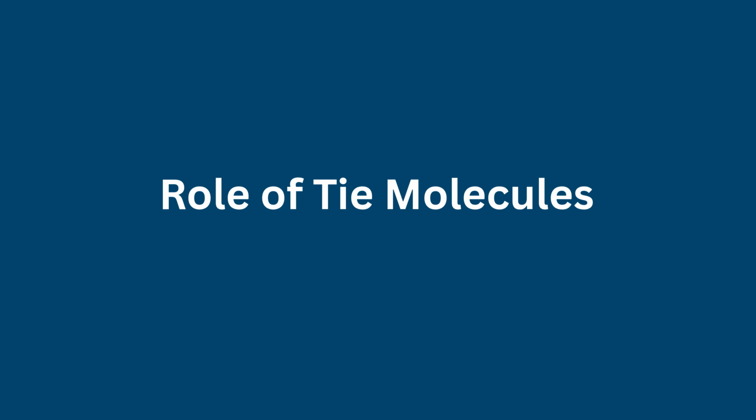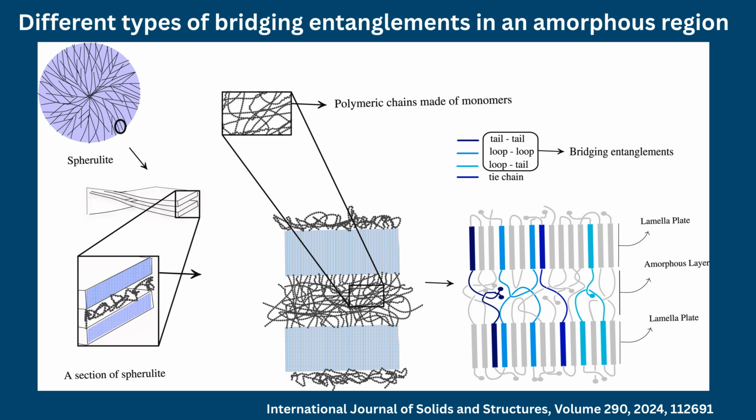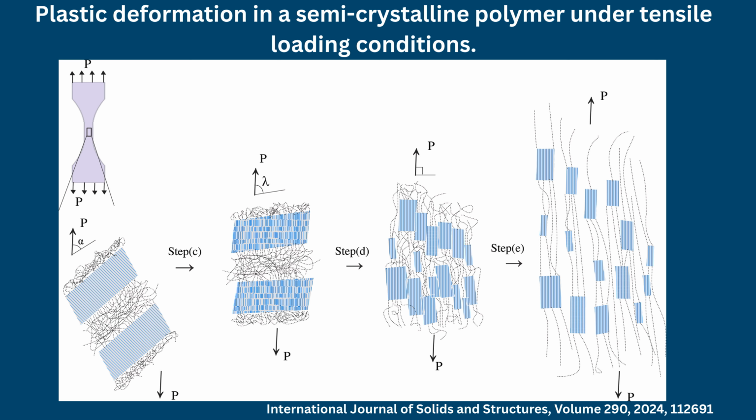Role of tie molecules. The density of effective tie molecules generally increases with molecular weight because longer chains have a greater probability of connecting neighboring crystallites. Molecular weight distribution is also important because a relatively small population of very high molecular weight chains can contribute disproportionately to intercrystalline connectivity. The probability of tie molecule formation also depends on the distance between crystallites. Shorter interlamellar spacing increases the probability that a chain can bridge adjacent crystalline domains.